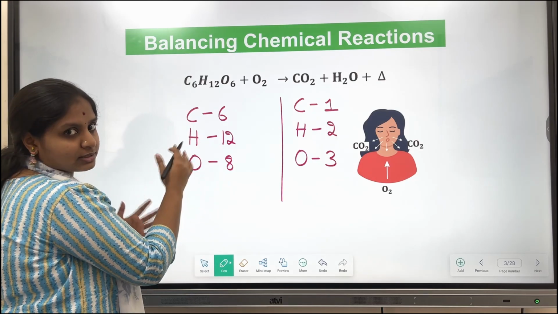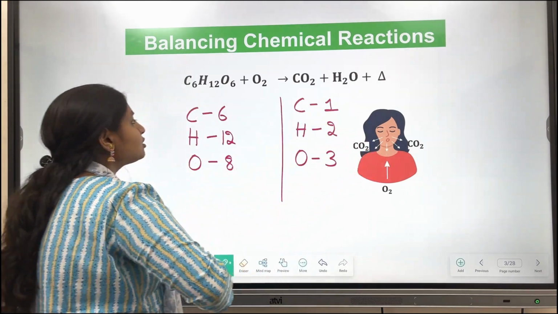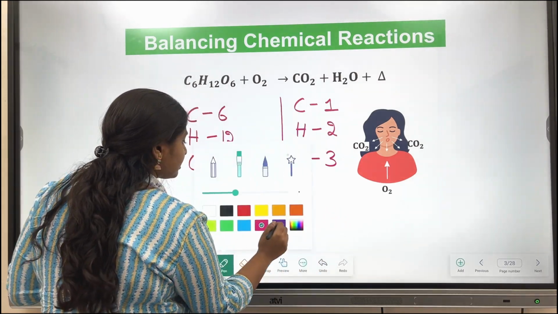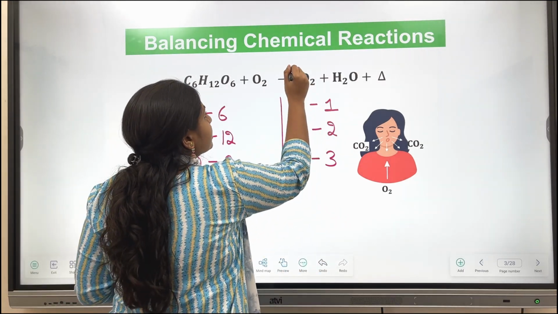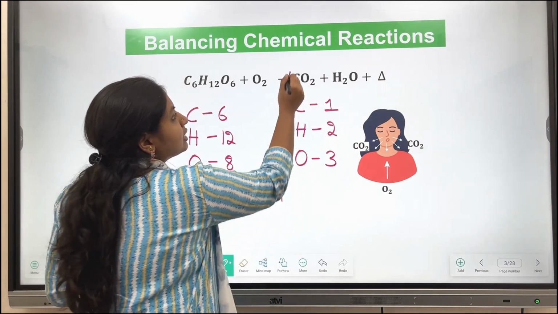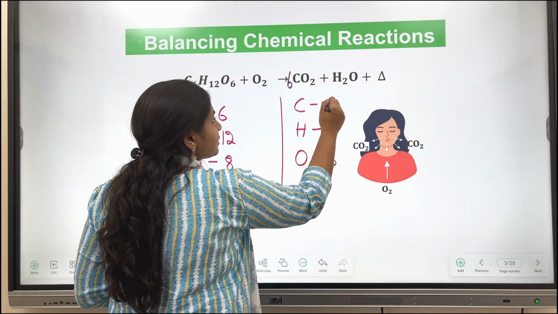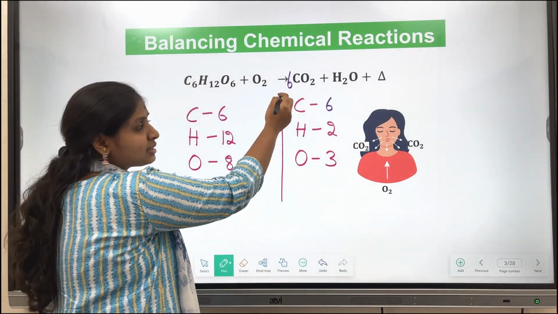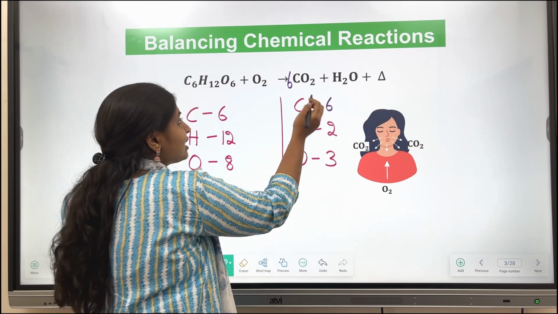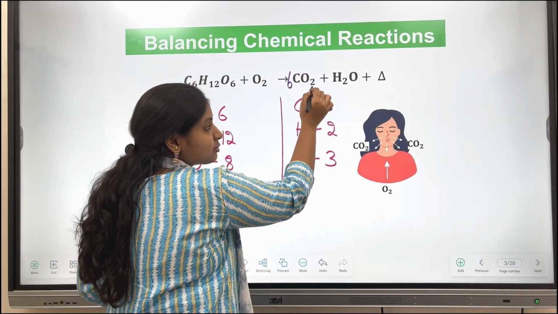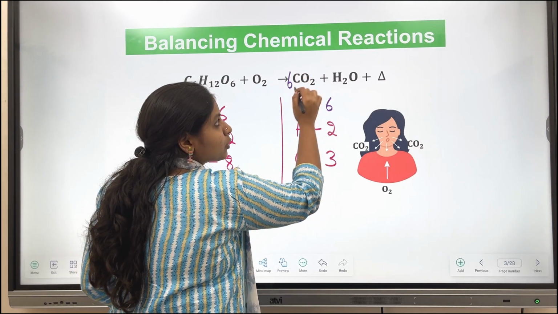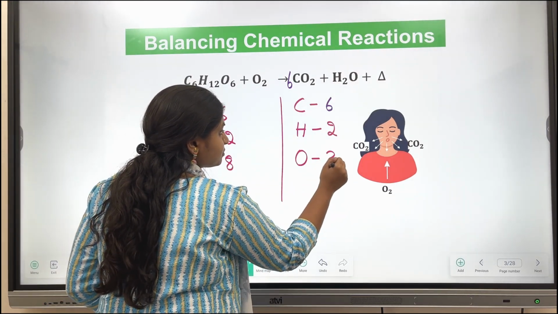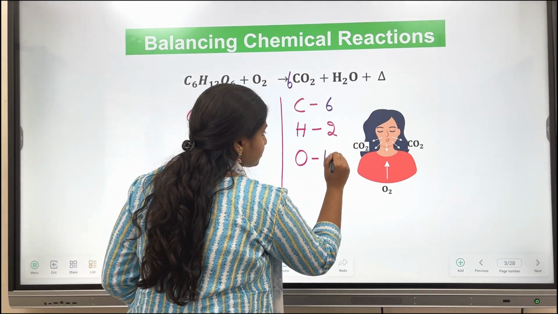Carbon is 6 on the reactant and 1 on the product. So we have to go to the lesser side. Here it's 1, so we will increase it. To increase it, we will multiply. So I am multiplying by 6 here. 6 times 1, carbon became 6. Now when I am multiplying by 6 here, even oxygen is getting multiplied. So 6 times 2, oxygen became 12 here and 1. 12 plus 1 became 13 oxygen atoms.